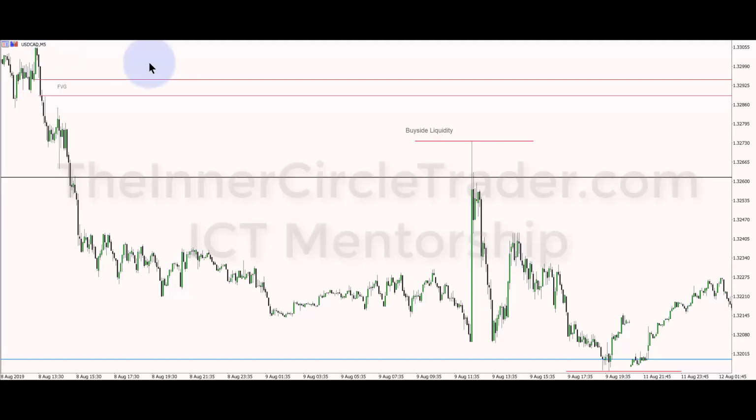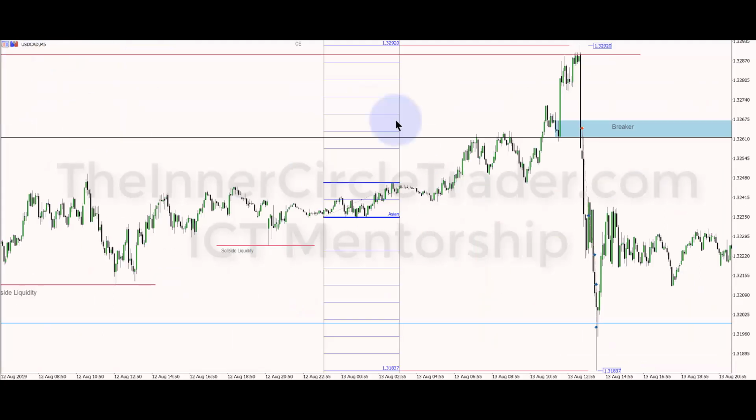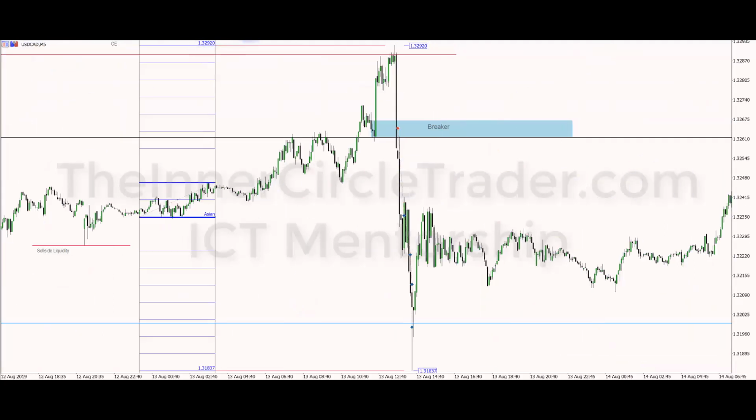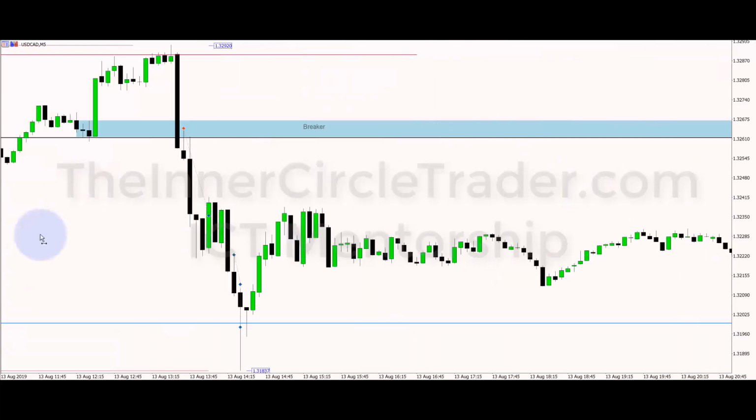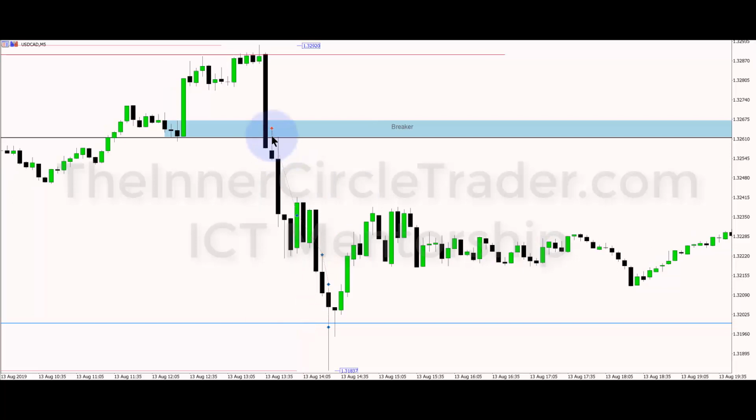Watch what happens when we go into a 5-minute chart. Zoom in. One more time. Can't go any more than that. This candle here, it had opened, it was trading back up into the breaker, the mean threshold of the bearish breaker. As it traded there, that's exactly when I entered.